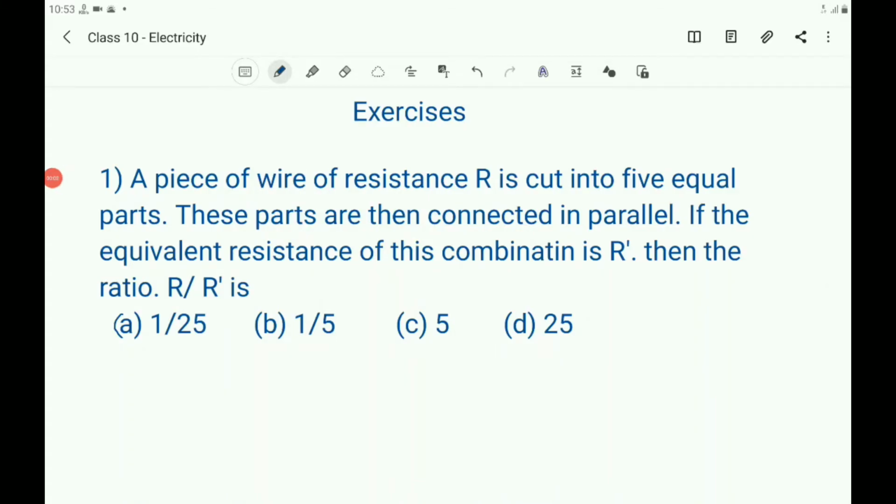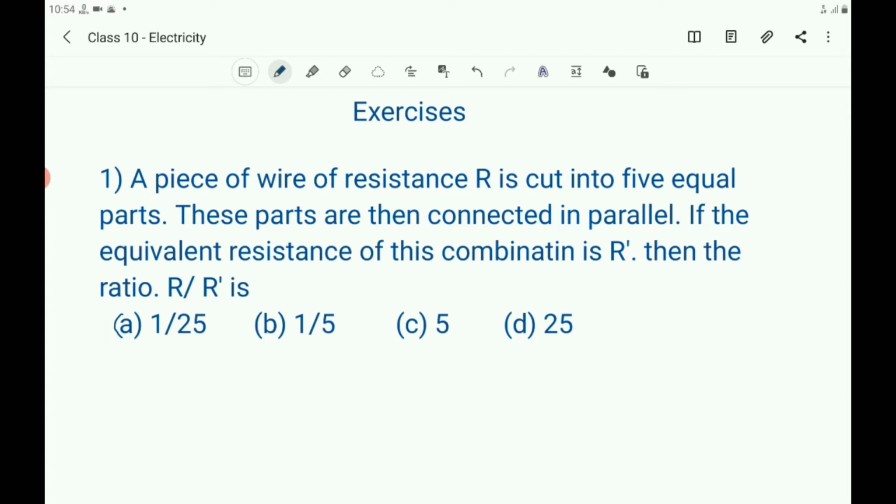Children, this is an exercise solution of the chapter Electricity. The first question is a multiple choice question. A piece of wire of resistance R is cut into 5 equal parts. These parts are then connected in parallel. If the equivalent resistance of the combination is R dash, then the ratio R to R dash is.